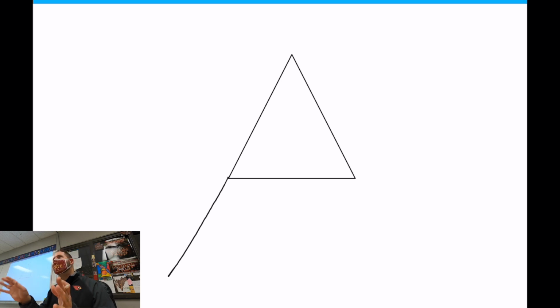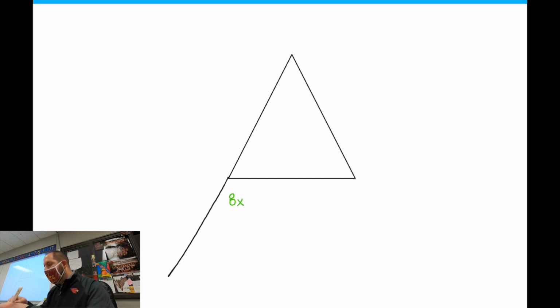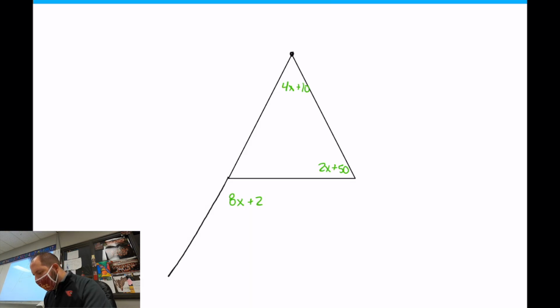And then I'm going to put some angles inside this picture. Let's say the angle on the outside is 8x plus 2. Let's say the angles on the inside over here, this is 4x plus 10, and this is 2x plus 50. Let's say that's what my problem is. This is all the information they give us. Let's put some variables in the corners here. For the vertices, let's call this one M, N, and let's put this one as O.